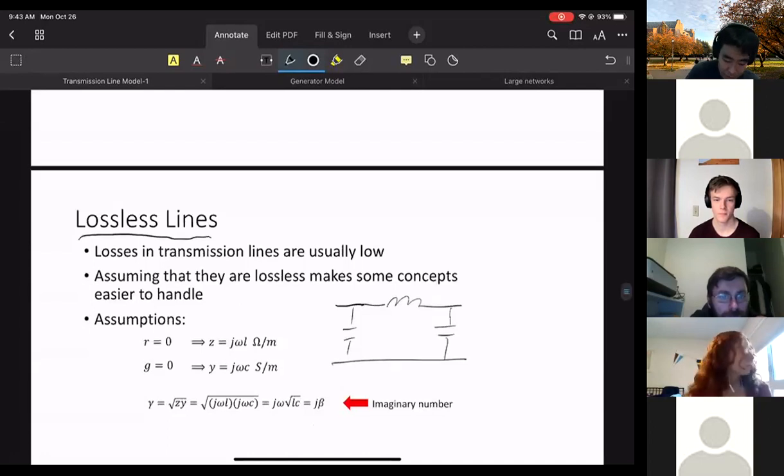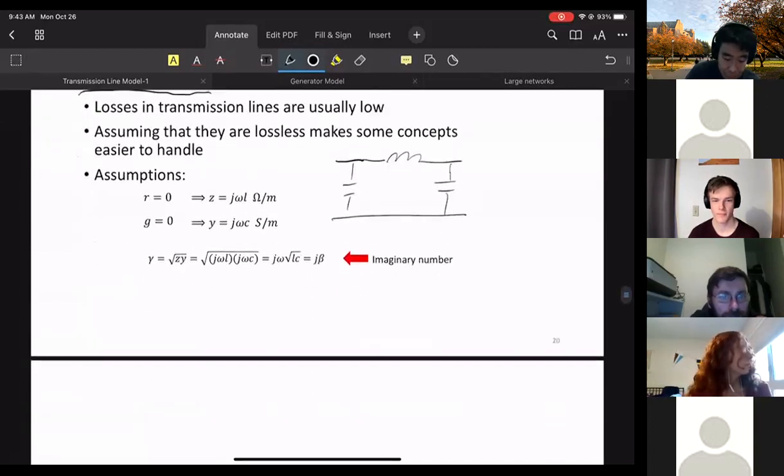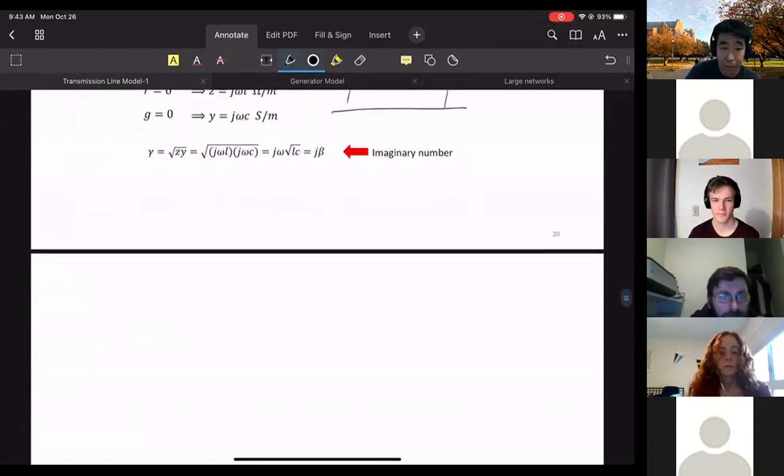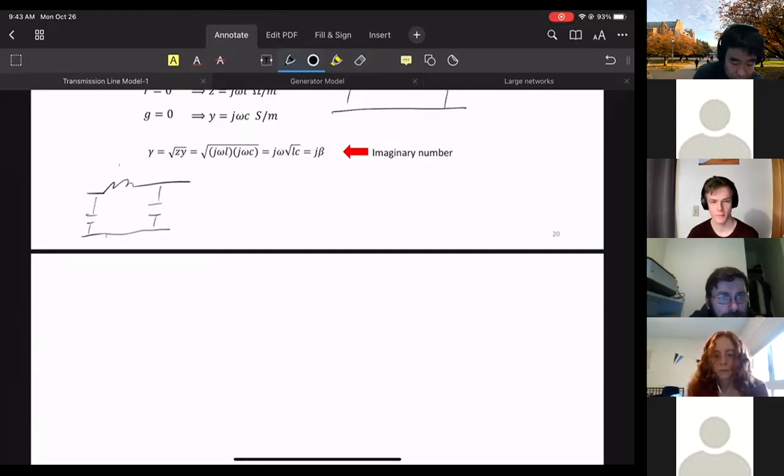Okay, so let's look at what happens when we have a lossless line. What we want to compute is the following. For a given lossless line, how much power can I transmit from one end of the line to the other end? So when we have a lossless line, let's draw our line model here again. This is our pi model. This is jX prime.